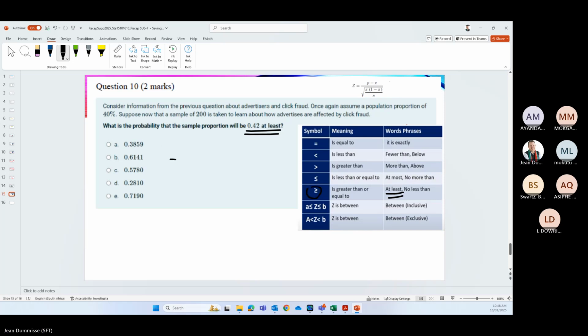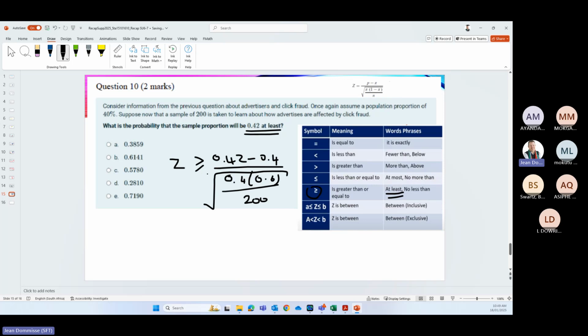So Z bigger or equal to 0.42 minus 0.4, and then we just do this component. It's the same, but the sample is now 200.